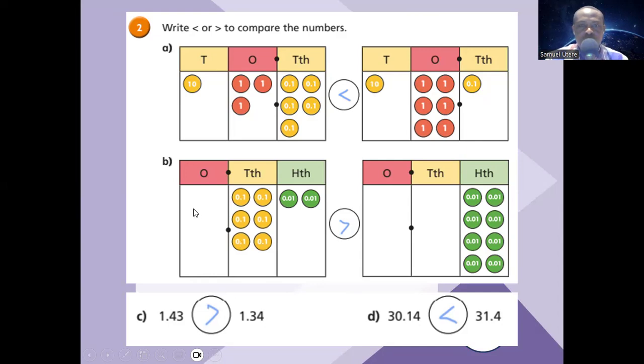Here, we see that there are no values in the ones column. We can compare the tenths. There is no value here. So this is clearly greater than that number. And then here, you can simply look at the digits to compare them.